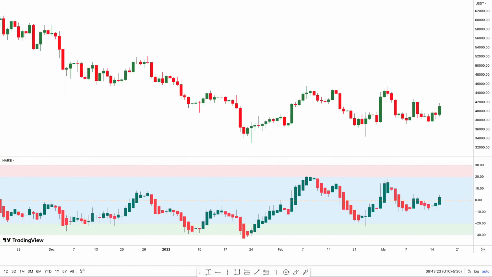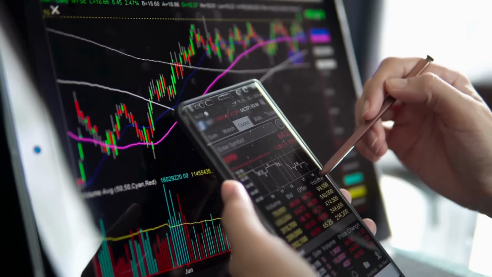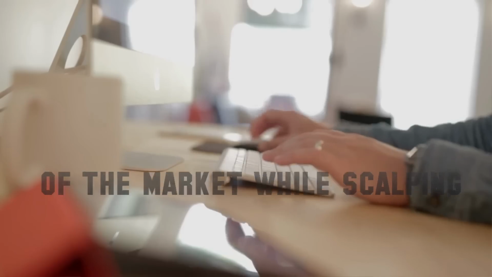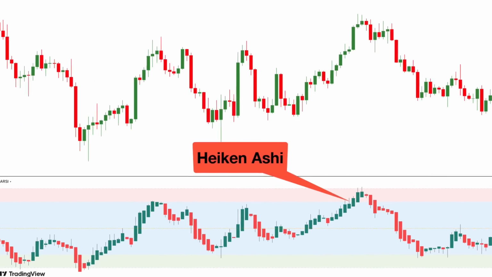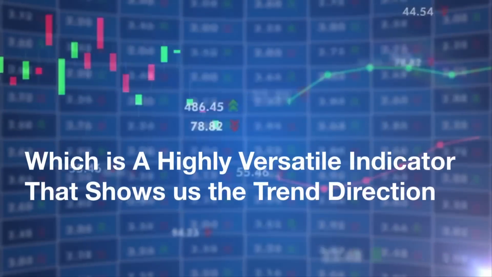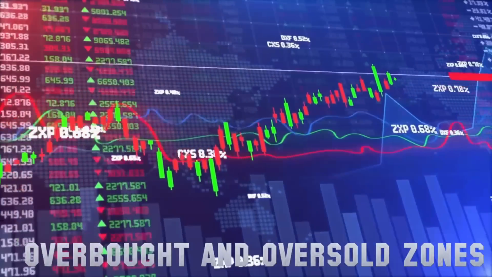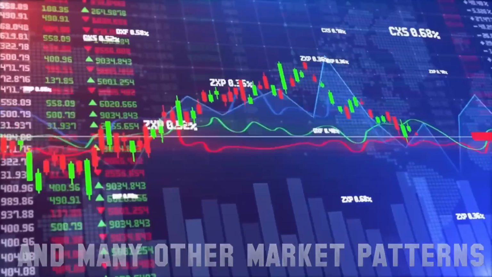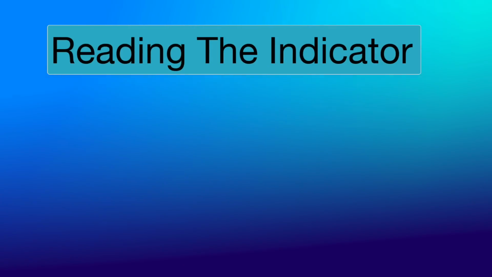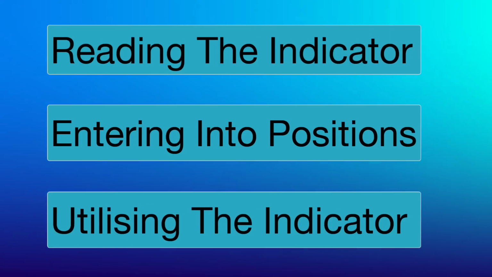I'm sharing this indicator, which is considered highly effective for scalping strategies. This profitable indicator unlocks a hidden realm of insights, providing you with a clear view of the market while scalping. The indicator we are talking about is the Heiken Ashi RSI oscillator, which is a highly versatile indicator that shows us the trend direction, trend reversals, entry and exit signals, overbought and oversold zones, and many other market patterns. In today's video, we will be showing you exactly how the indicator can be read and how it can be used to enter into positions along with a profitable scalping strategy that utilizes the indicator.